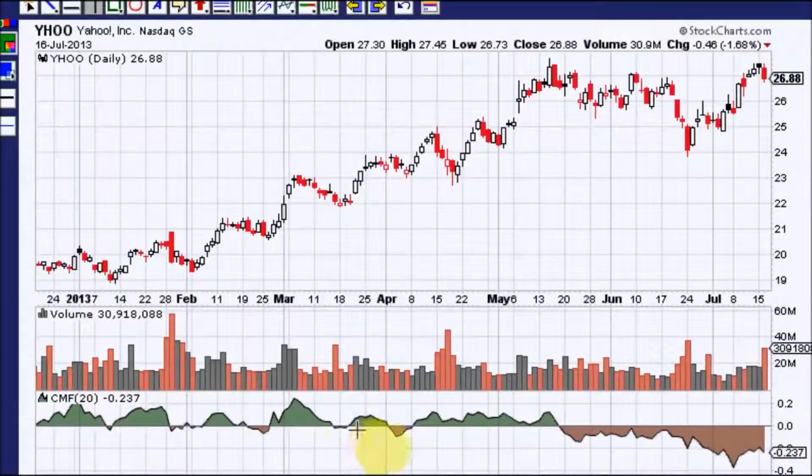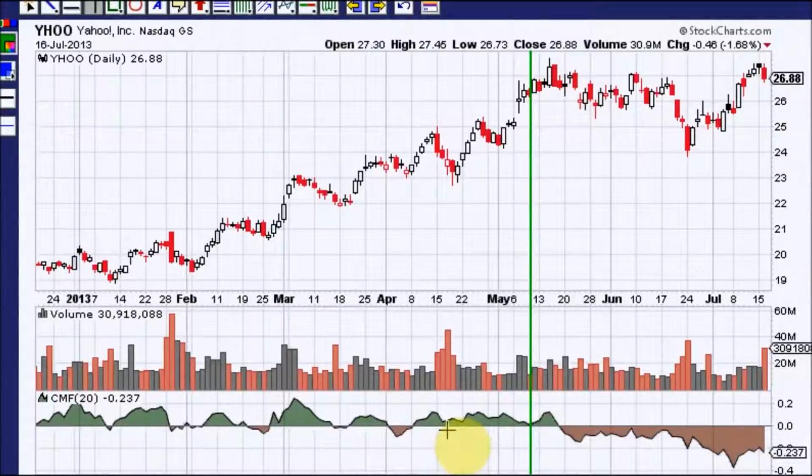Now let's talk about kisses off of the zero line. Okay, here's a good example right here. CMF is high. It comes down, it almost touches the zero line, and then bounces. Okay, it doesn't even really touch it, but it's still called a kiss. The stock goes up. Okay, it also happened a couple of other times back in this zone.